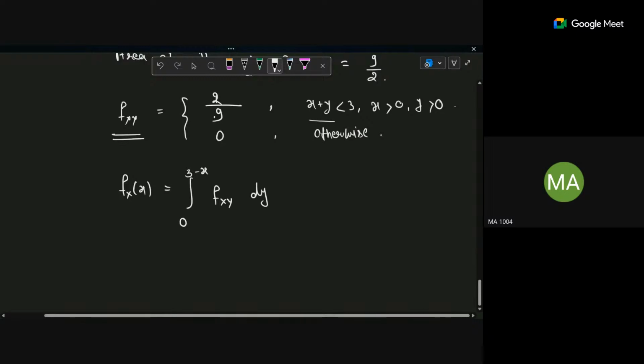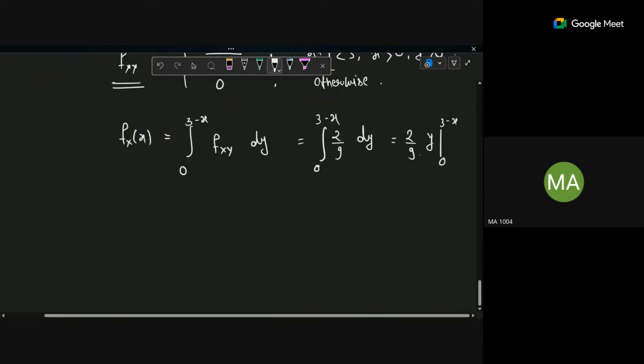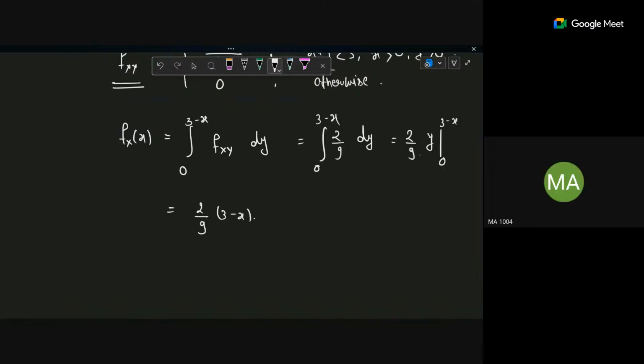Okay, so integrate it. 2 by 9 is a constant, so keep it outside, and integrate dy from 0 to 3 minus x. By integrating we'll get y only, from 0 to 3 minus x. So your f_X is what? 2 by 9 into (3 minus x). Yes, ma'am. Okay, that's it.